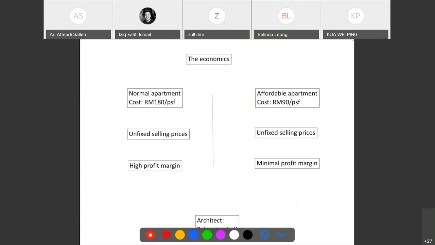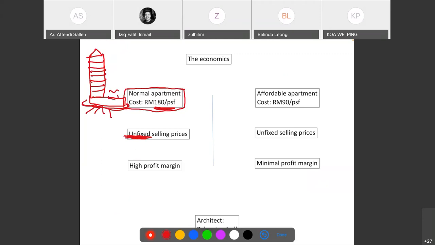Okay. Just to make a quick perspective, for a normal free market apartment, the cost to build it is 180 ringgit per square foot. This is for the tower of apartment, podium car park, the facilities, swimming pool, the infra facilities, everything is 180 ringgit. It is sold at unfixed selling price, meaning the developer can put any price to it. And with a normal apartment, the developer can get a high profit margin, usually in the range of 25% to 30%. High profit margin, yeah.